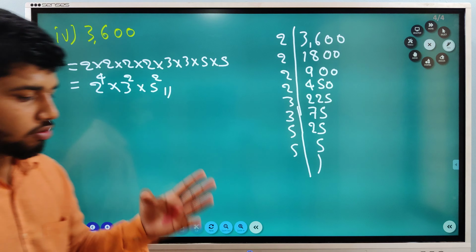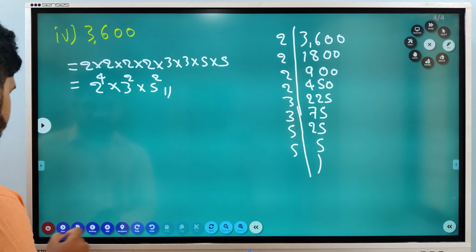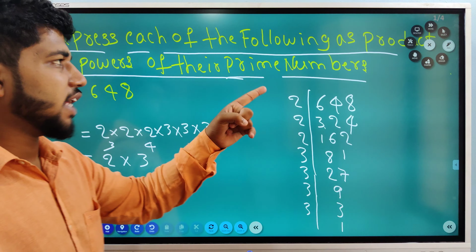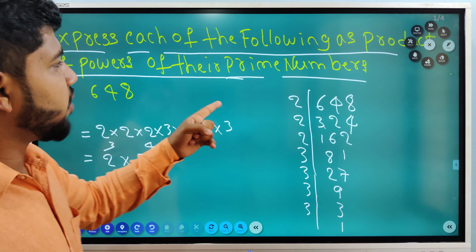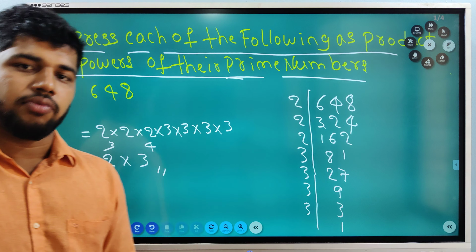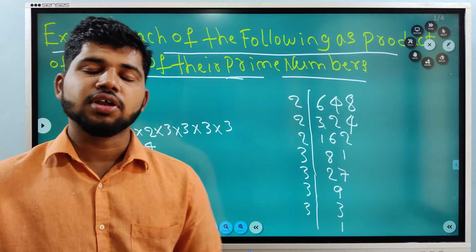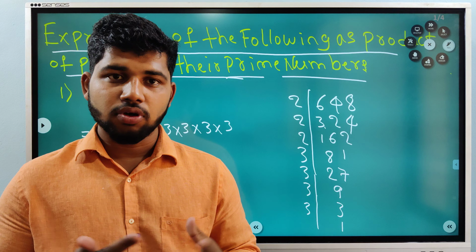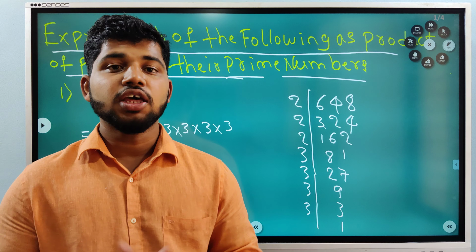The question asks us to express each of the following as a product of the powers of their prime numbers. In today's class we have completed nearly four problems. In the next class we will continue the remaining problems.